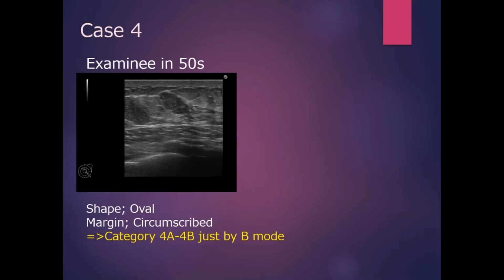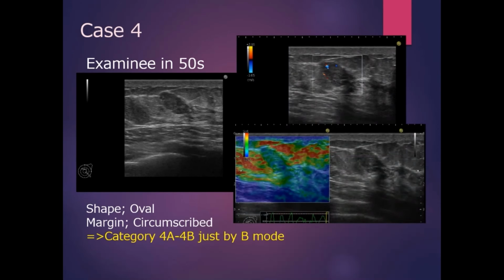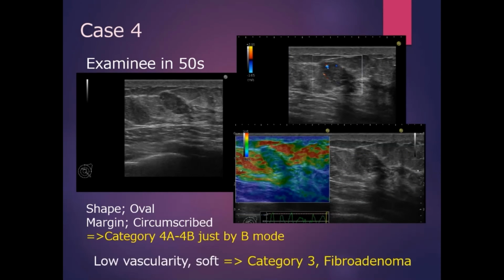This is an oval-shaped tumor. It can be judged as category 4A or 4B by B-mode. It shows hypovascular and elasticity score 1. This was also a case of fibroadenoma. If imaged with proper procedure, the malignant possibility of an elasticity score 1 tumor is 1% or so.